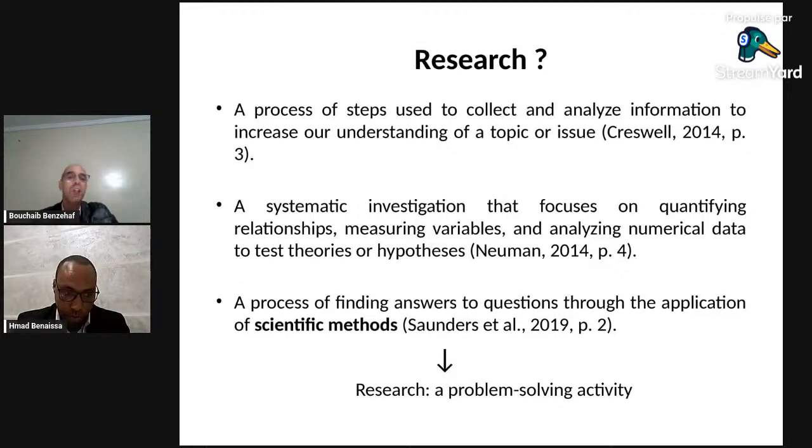So from these definitions, we can agree that research is a form of problem-solving activity. It involves asking questions, gathering data, analyzing findings, and drawing conclusions. For example, in academic research, you might study the effects of social media on communication skills by conducting surveys and analyzing the responses to understand patterns. So the ultimate aim of research is to generate knowledge, to validate existing knowledge, or test old knowledge.